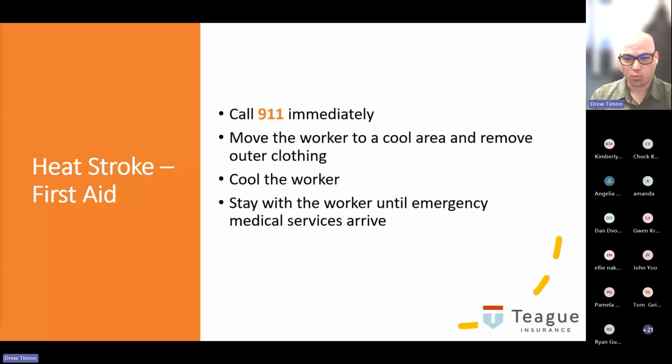We don't want to use real ice in this situation because that can cool the worker too fast and actually put them into shock. But those chemical packs that come in first aid kits that you break, those are perfect for this situation. You can put them on their neck, into their armpits, underneath their knees to help cool the employee down. And make sure that we're staying with them until the medical services arrive.